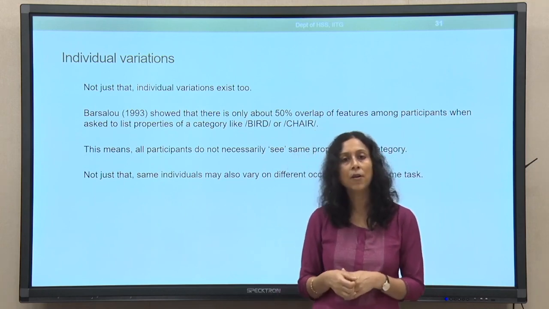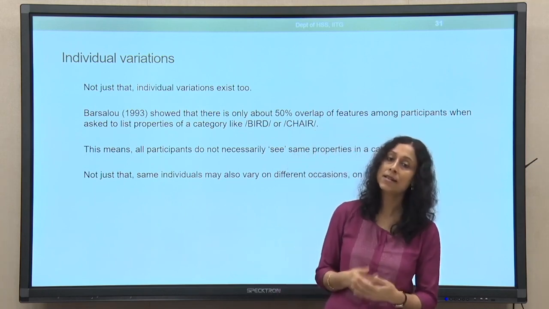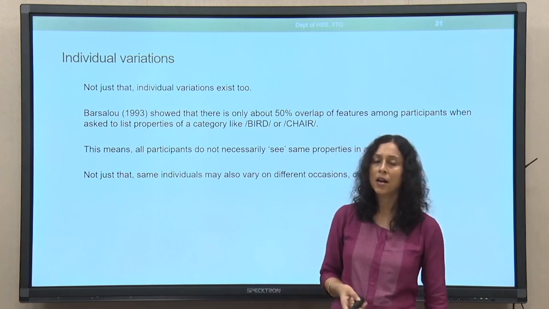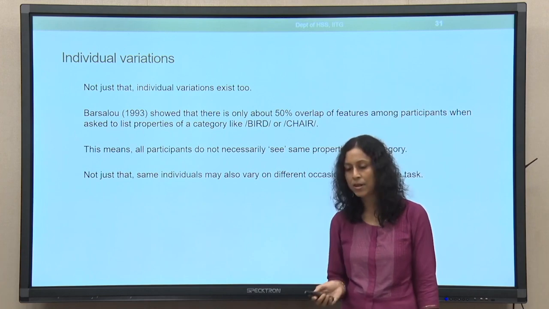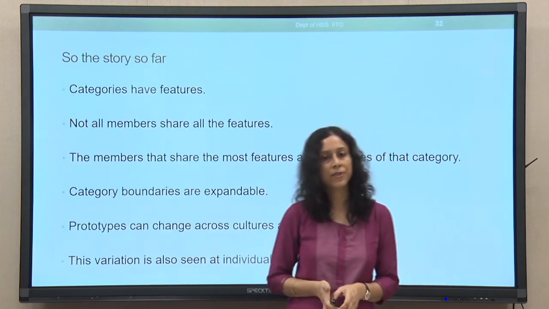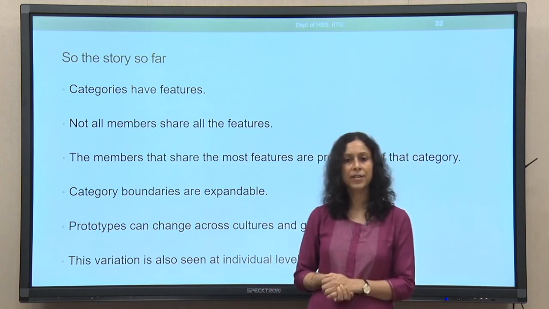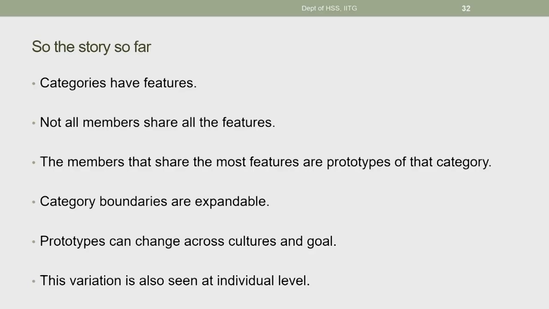Not only that, he found out that the same participant might list different features on different occasions for the same task, for the same object, while categorizing the same object. So, the story so far is that categories have features, and not all members share all the features. That is where we are today.